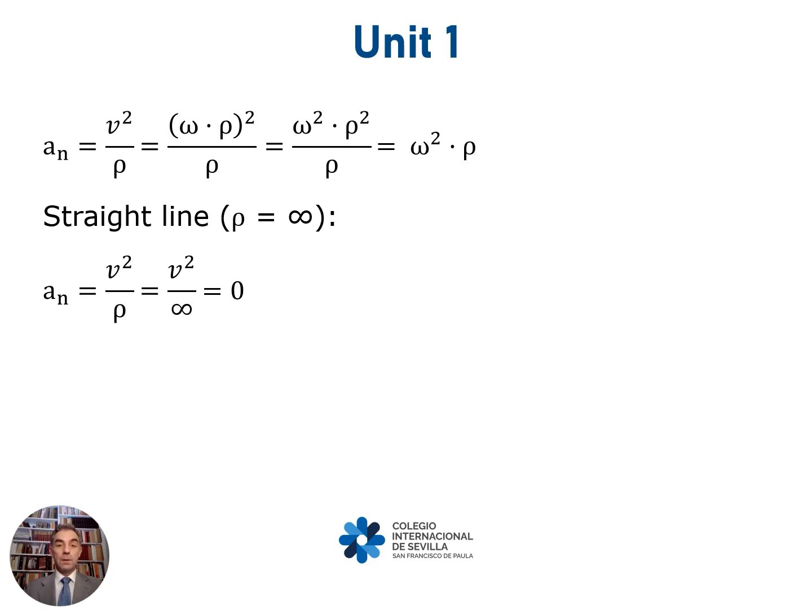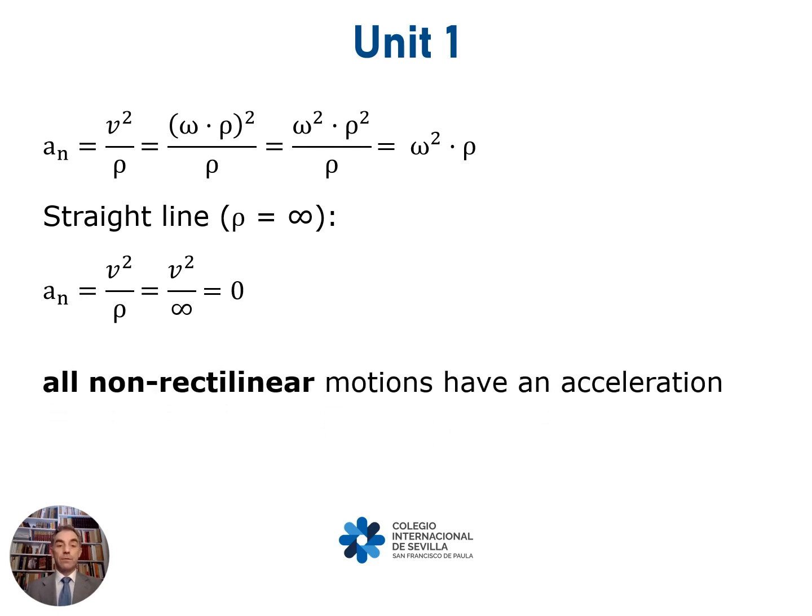But, and here comes the important part, if rectilinear motions do not have normal acceleration, when a movement is not rectilinear in any shape or manner, it does have a normal acceleration. Therefore, all non-rectilinear motions do have an acceleration. And you will say, what then about the uniform circular motion?